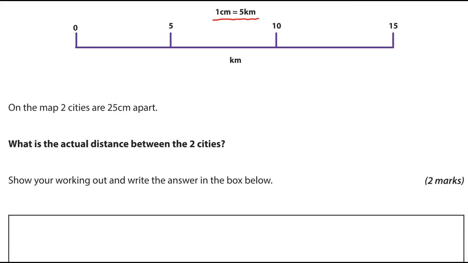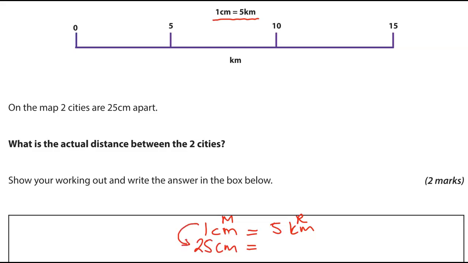So I'll rewrite the key. So 1 centimeter is 5 kilometers. So this is on the map and this is in reality. So if on the map the distance between the cities is 25 centimeters, what is that in reality?